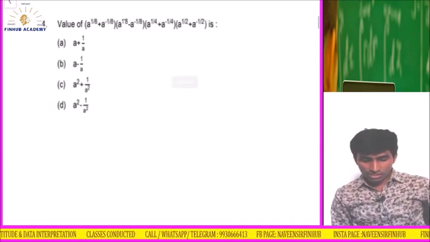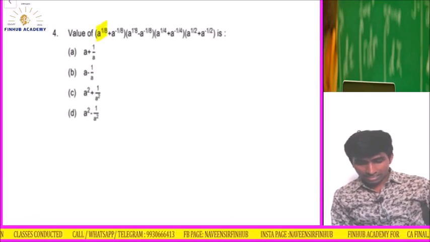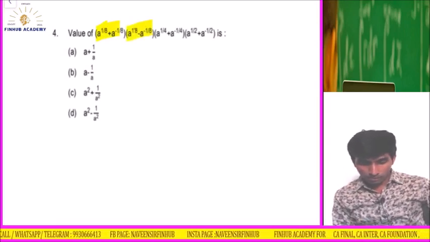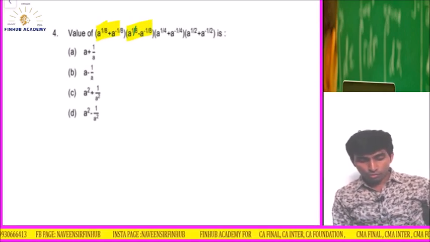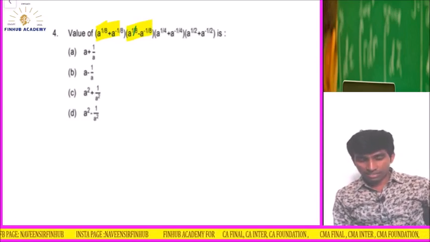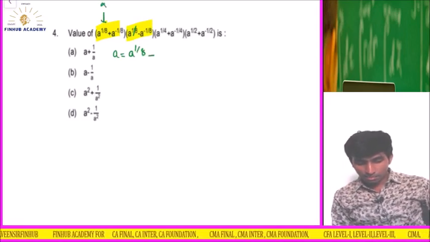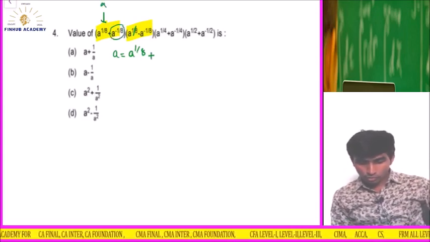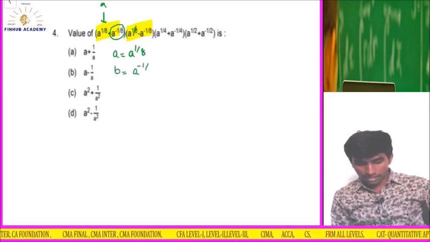If you see this question correctly, see here there is plus and here there is minus. Here, one thing, there is a dash which you can't see. Okay, 1 by 8 it is. So observe, if I say that my A is A raised to 1 by 8, this part I am taking as A, then see clearly plus. And if I say this part is my B, then B is A raised to minus 1 by 8.